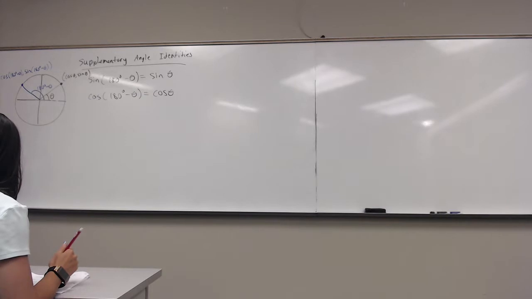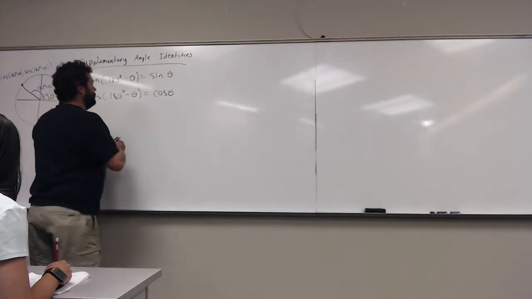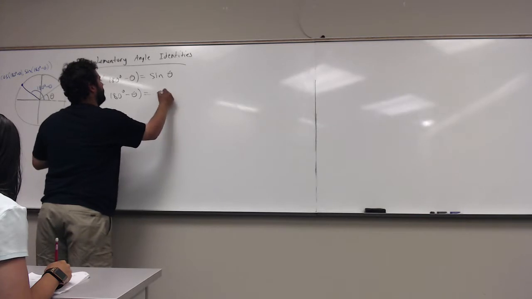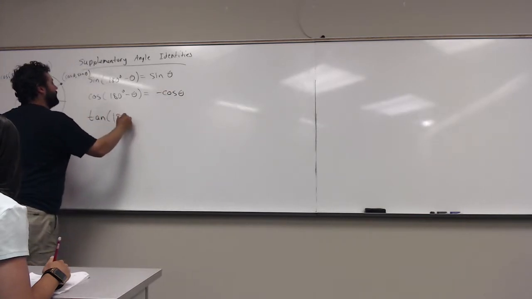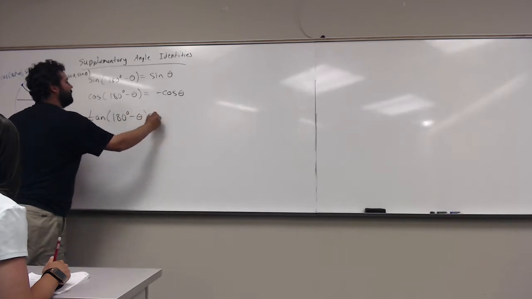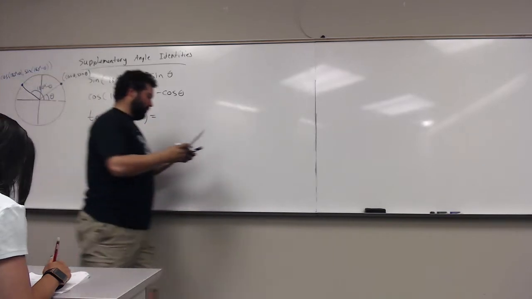And if you look up here, yeah, I think you were right. You said the cosine has the negative because these y-coordinates are equal. So sine 180 degrees minus theta is the same as sine theta. But the x-coordinates of these points are negatives of each other. So cosine 180 degrees minus theta is minus cosine theta. Okay. And then tangent, we're going to actually use those two facts to figure it out in the next example.